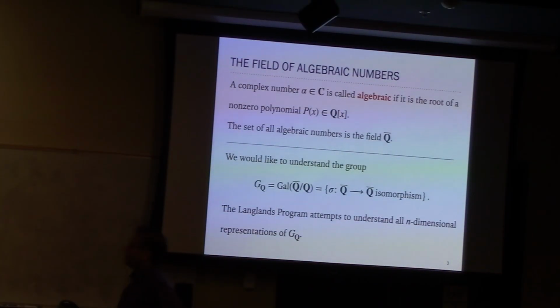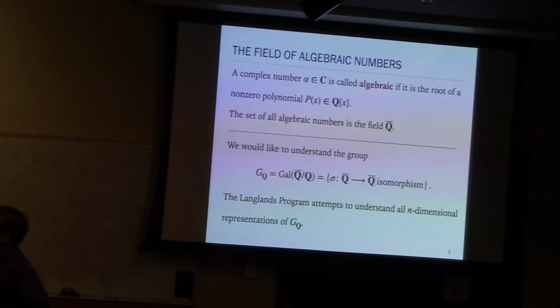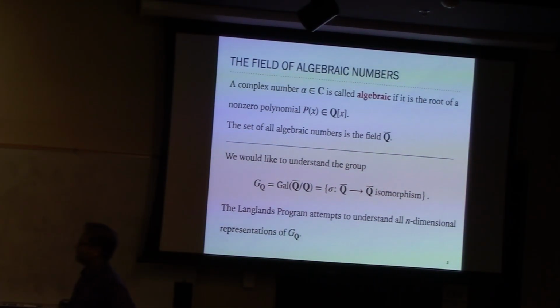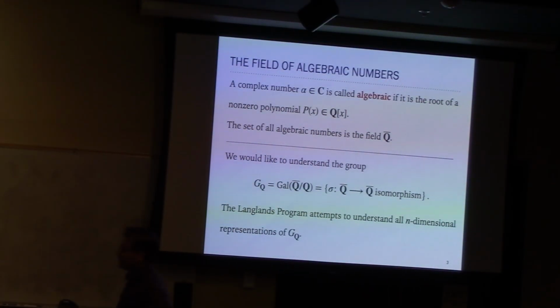So it's natural to ask, what is the set of symmetries of this field? What is the Galois group of Q bar over Q, denoted G_Q? It's the set of all isomorphisms from Q bar to itself. For example, the simplest way of making such an automorphism would be to embed Q bar into C and then take complex conjugation. That would be a very standard order 2 automorphism.